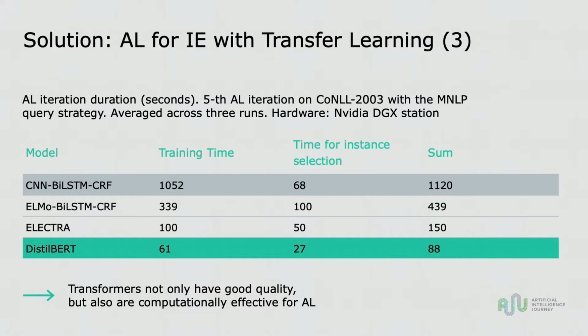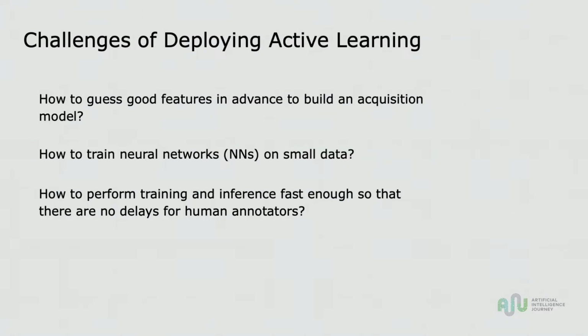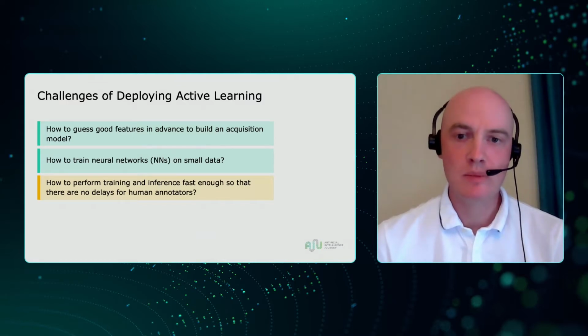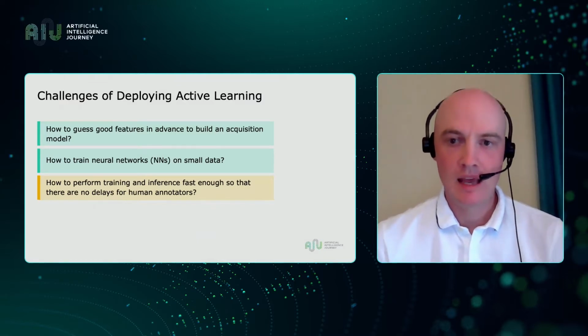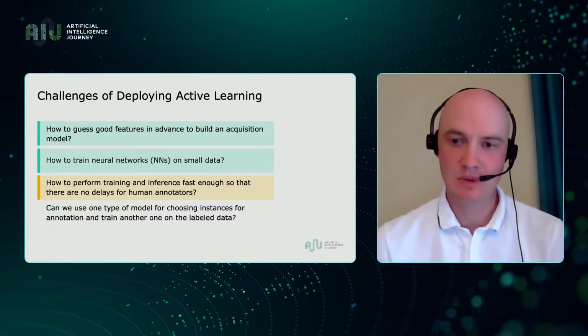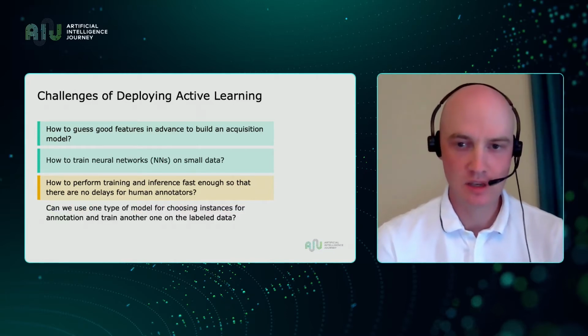Secondly, out of this table, you can see transformer utilization, pre-trained transformers. We spent less time on one iteration of active learning compared with the conventional models that tend to build CRF, which can help us a lot. All three problems which we have looked into somehow have been solved. But that's not everything.